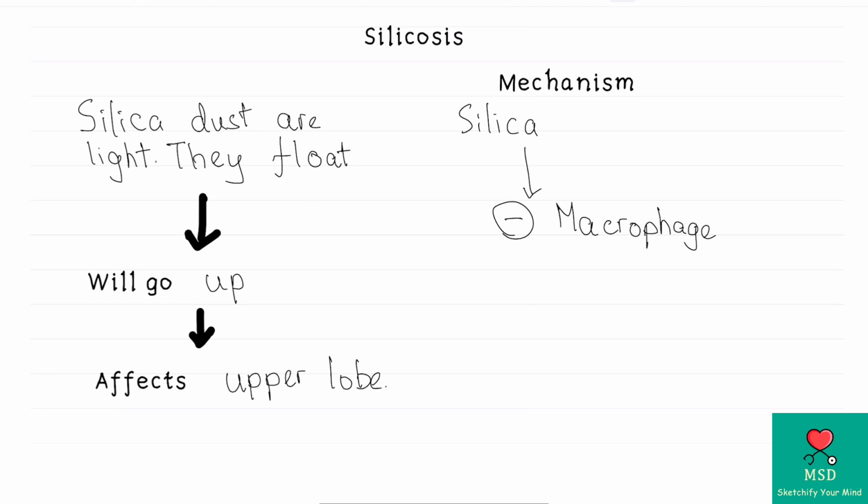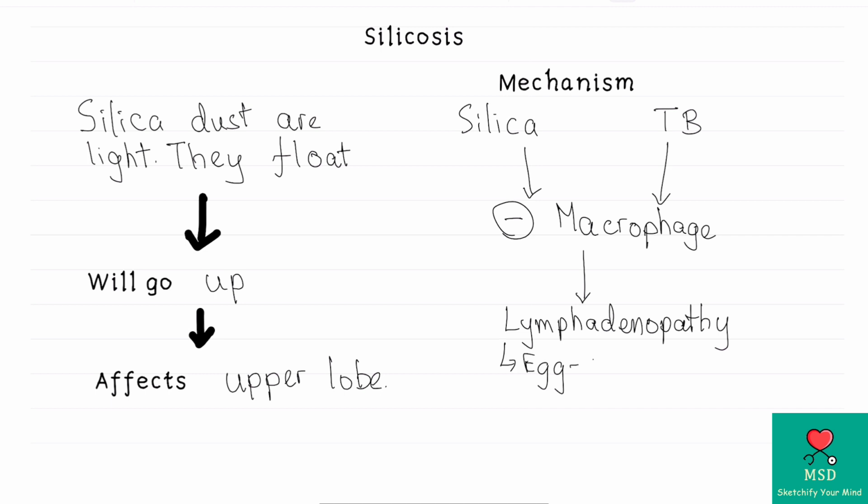So one more mechanism for silicosis is that silica inhibits macrophages. We have also heard that tuberculosis also inhibits macrophages. Both will cause lymphadenopathy. This is the same for both. Now in silicosis, the lymphadenopathy has a characteristic eggshell calcification. Since both have the same mechanism, silicosis will exaggerate, or aggravate, TB.